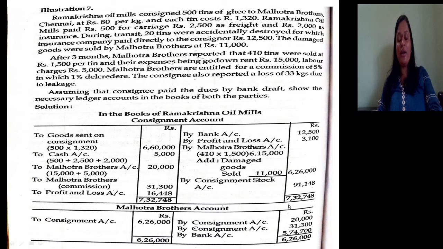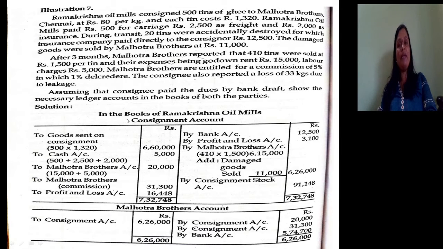Under that, not damaged goods 6,15,000. Damaged goods sale 11,000. Totally 6,26,000. You can do it separately also, or you can do it combinedly also. When you combine it, only one journal entry needs to be posted to the ledger accounts of both consignment as well as Malhotra Brothers account. Then expenses incurred by Malhotra were godown rent 15,000, labor charges 5,000.